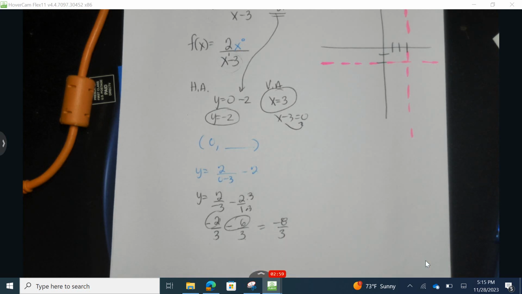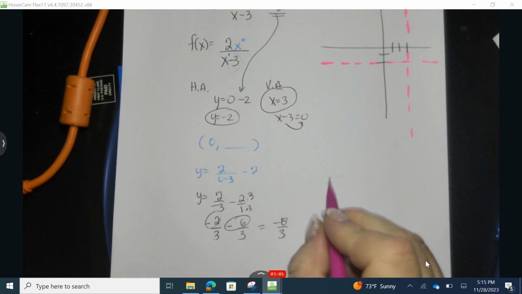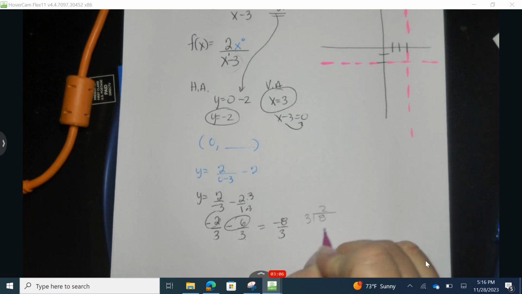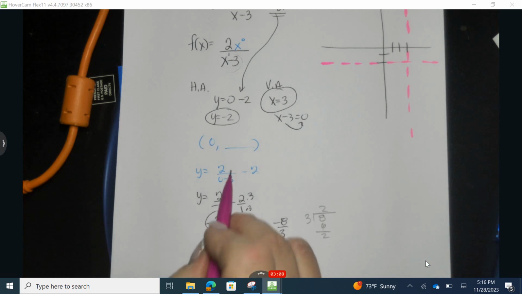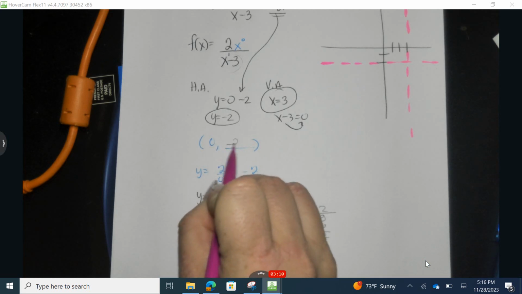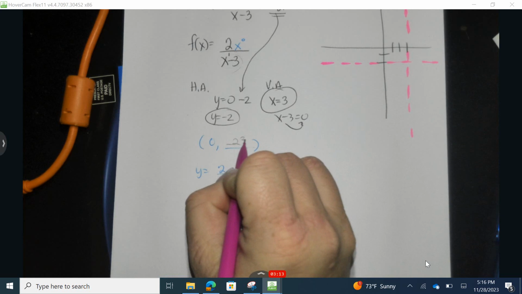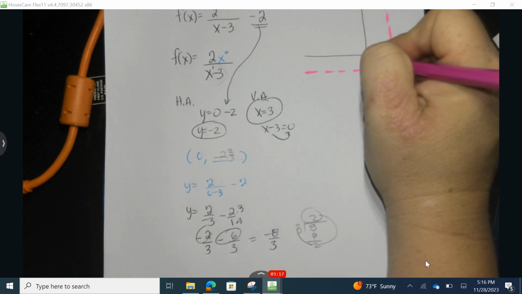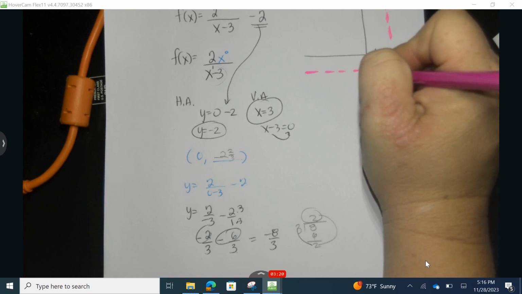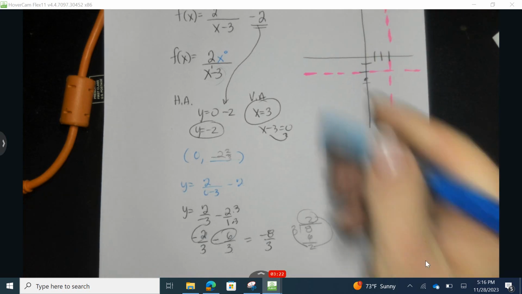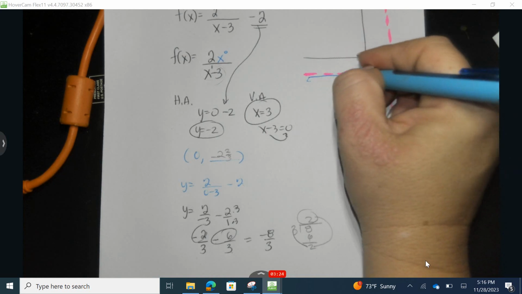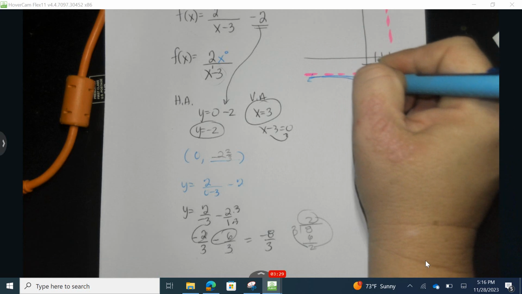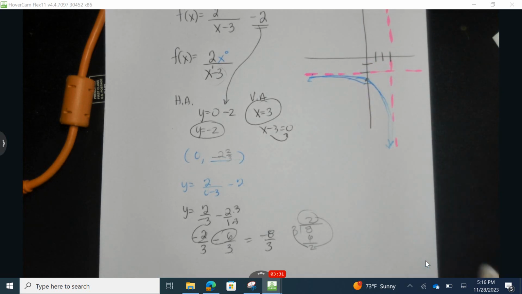But that doesn't make a lot of sense to me when I need to graph it. So I'm going to turn it from an improper fraction into a mixed number. 3 goes into 8 two times with a remainder of 2. So this is going to be negative 2 and 2/3. I can graph that point. Here's 0, and then negative 1, negative 2, negative 3, 2 and 2/3. That's enough to tell me that in this region of the graph, the rational function will look something like this.